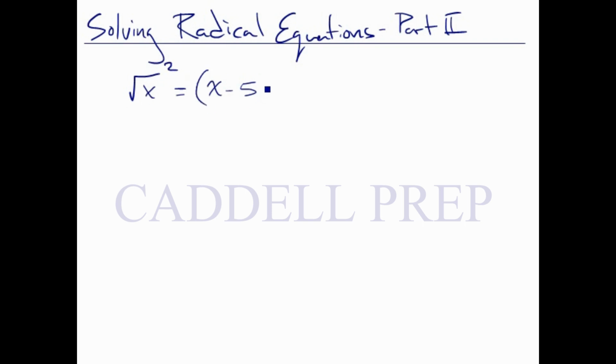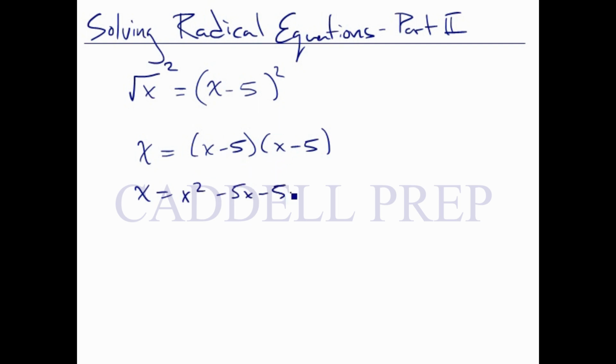So square this, then square this whole thing. This will just become x. But now this becomes x minus 5 times x minus 5, so we have to distribute this. We end up with x squared minus 5x minus 5x plus 25. Then combine like terms: x equals x squared minus 10x plus 25.